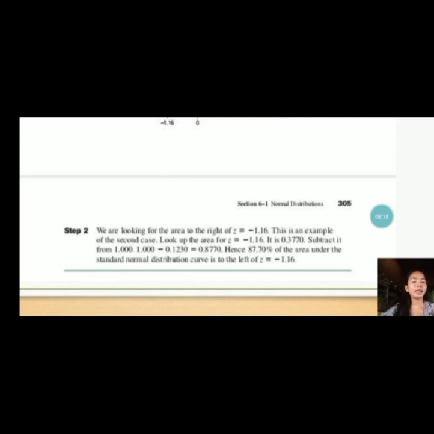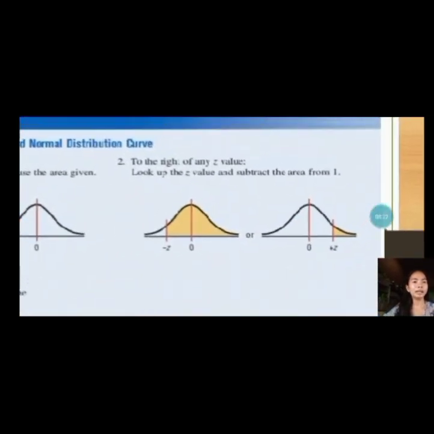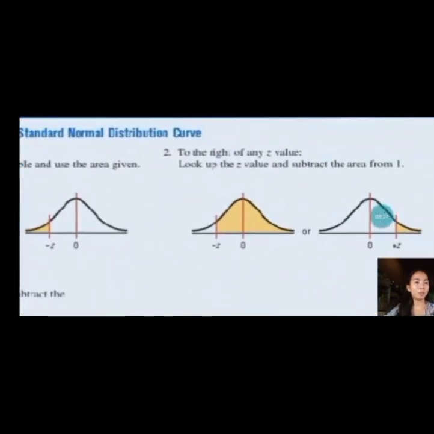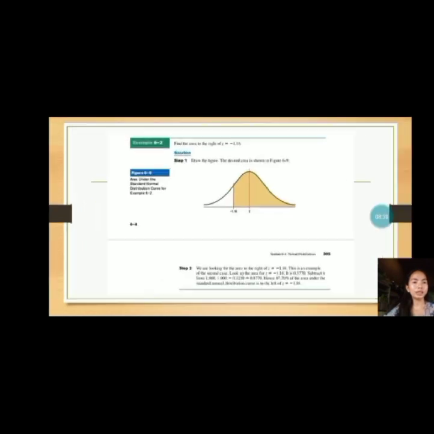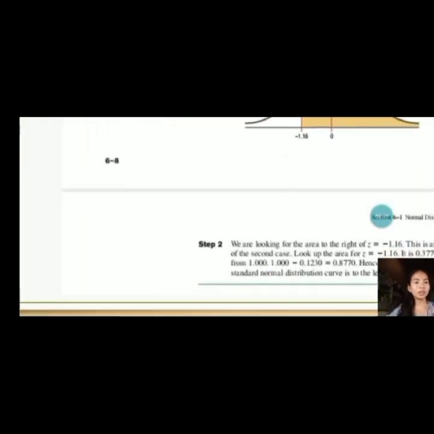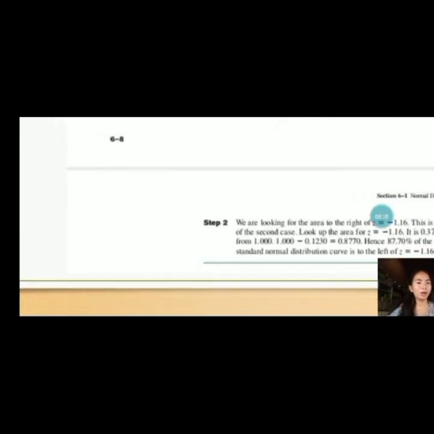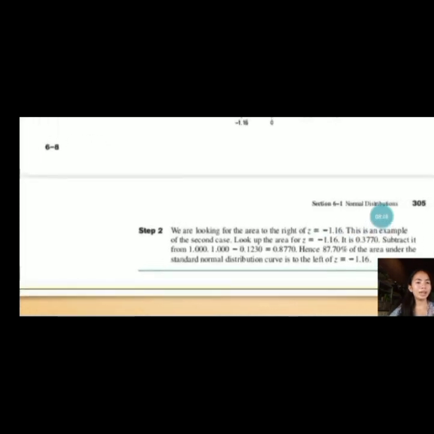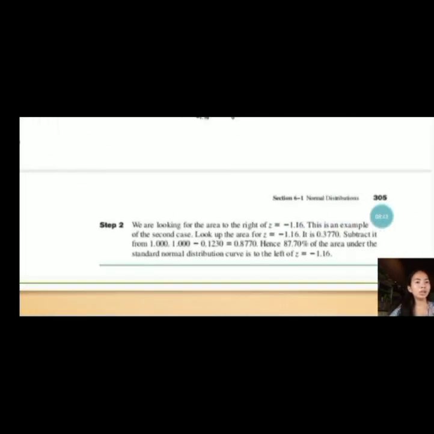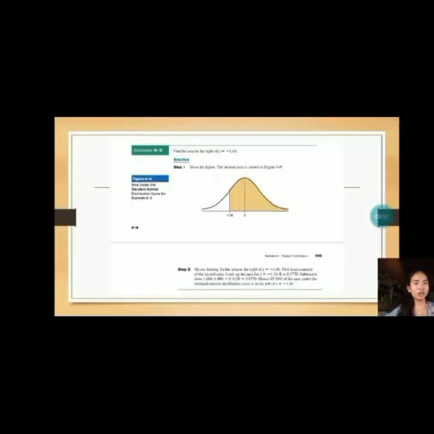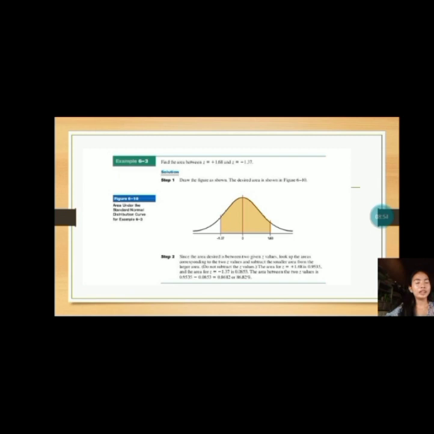From gikan pa siya sa dire. So, diri pa daan, i-subtract gini mo or given na ang 1, kaya na siya, subtract area from 1. So, mo to siyang, na-subtract siya sa 1. So, i-minus ni mo ng 1.00 minus 0.1230 equals to 8770 or 87.70% ang Z, negative 1.16. Na siya ang sa right side. Then, next is ang between.